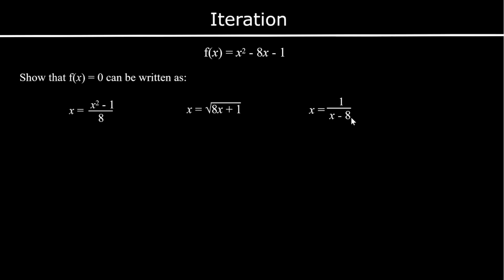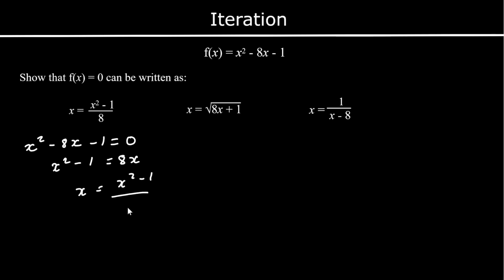So here we've got 3 different ways, there may be more, of rearranging this function so it is x equals. So it's f of x equals 0. So we're starting with x squared minus 8x minus 1 equals 0. The first one, we want to get x equal to x squared minus 1 all over 8. So if we just plus the 8x to both sides, and then divide by 8, we get x squared minus 1 over 8.